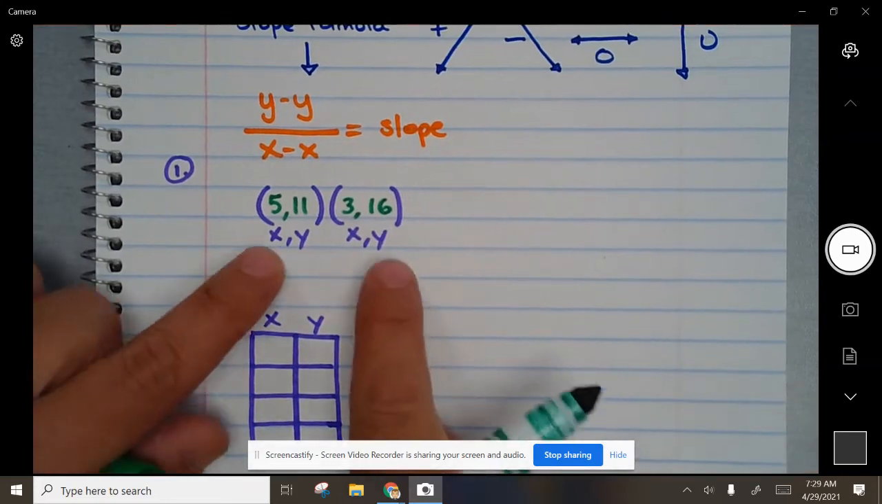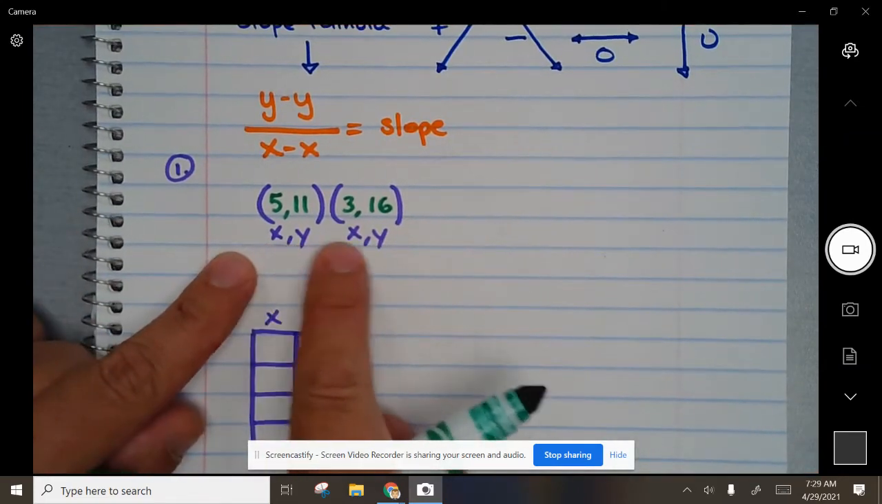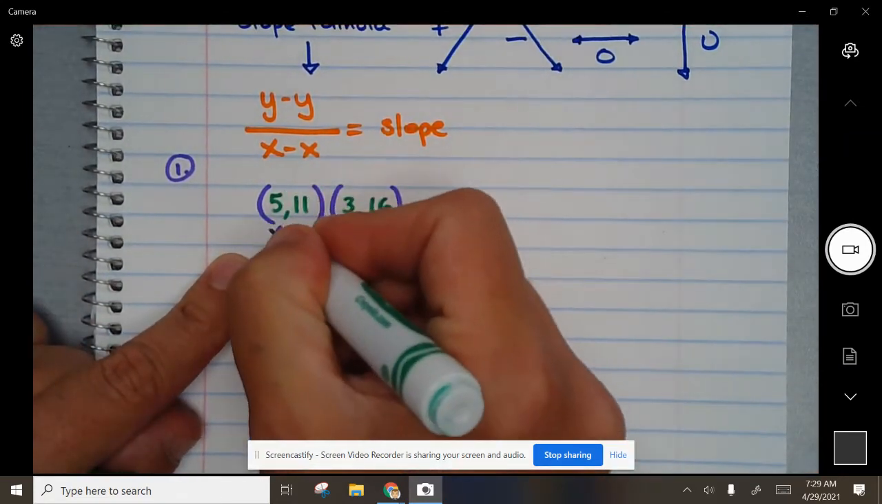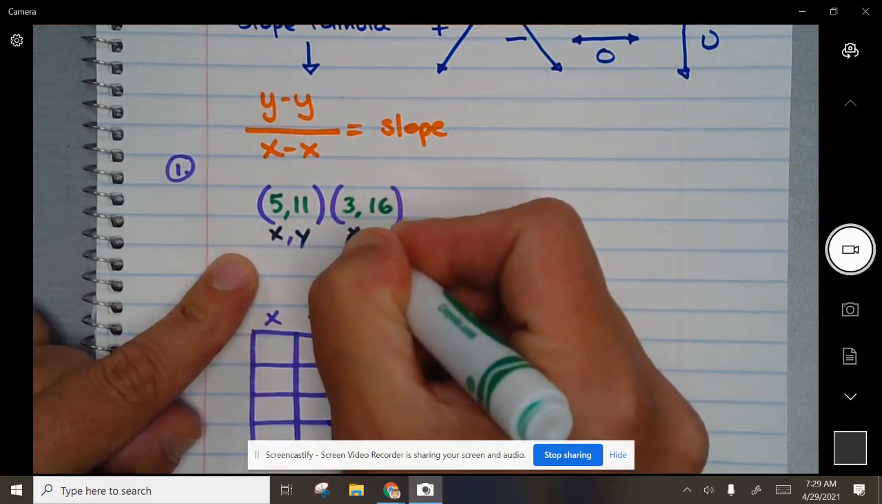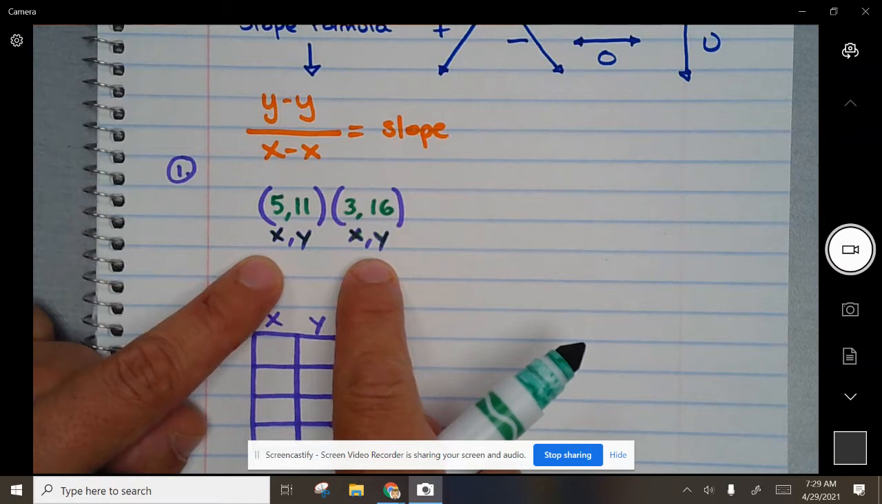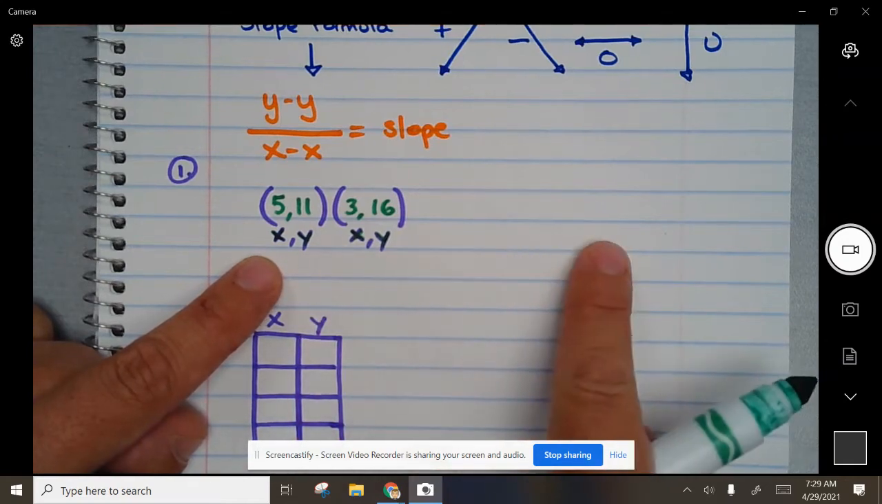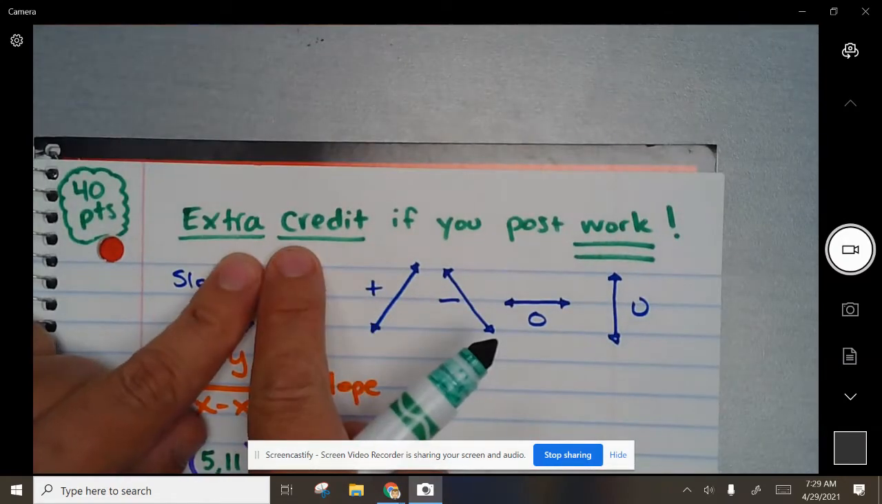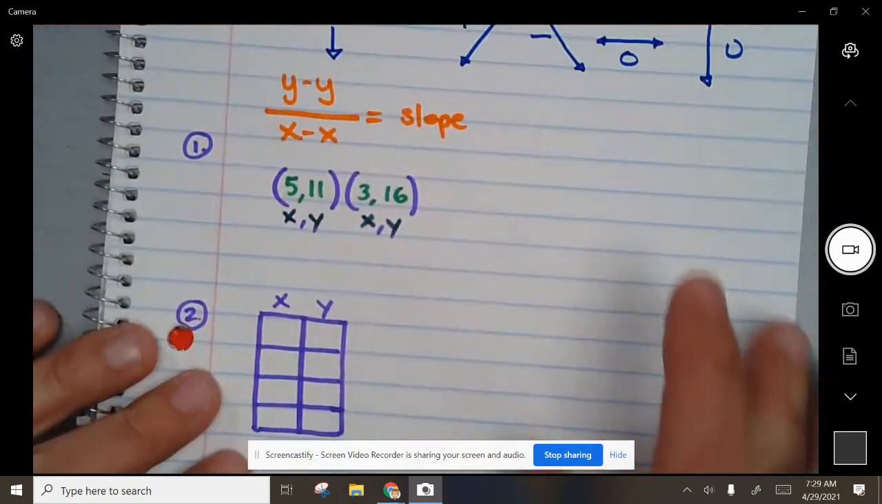First things first, let's take a look at these 2 coordinates. I already labeled them for you. You would do the same thing. If you were taking a test, I would hope that you would write these on your work. Whenever you're going to have a test, you're going to have scratch paper in front of you. You're showing your work. And again, extra credit if you post your work, okay?